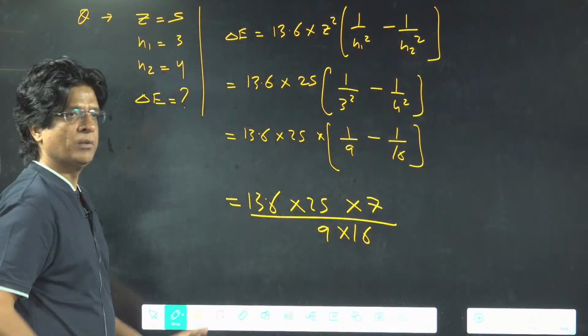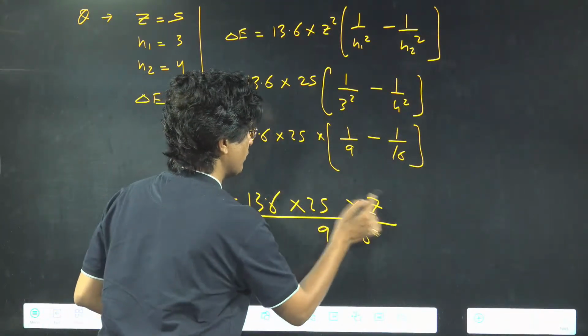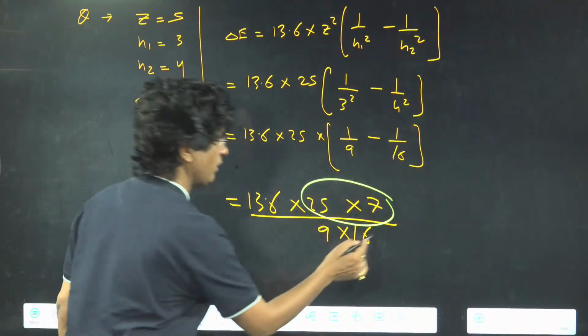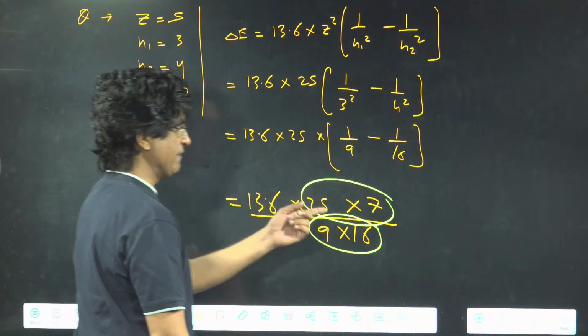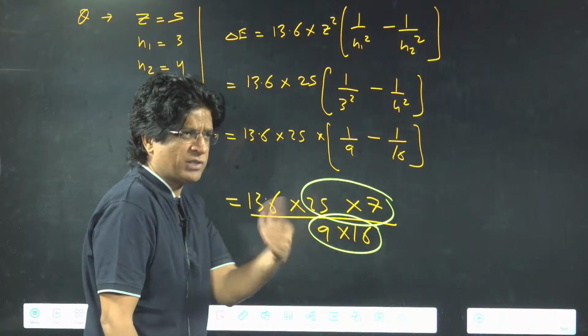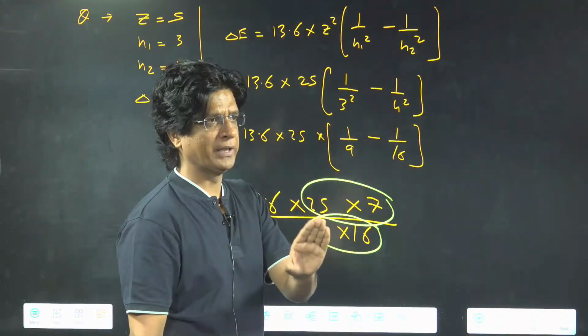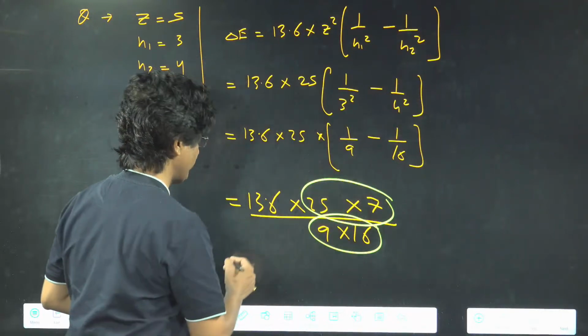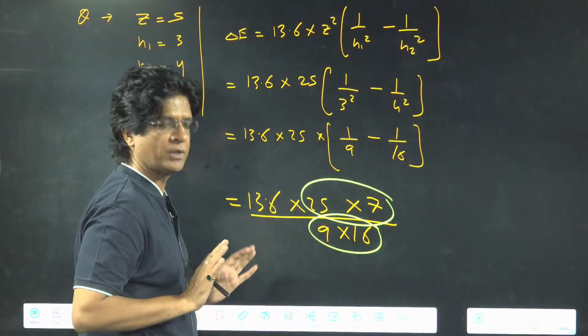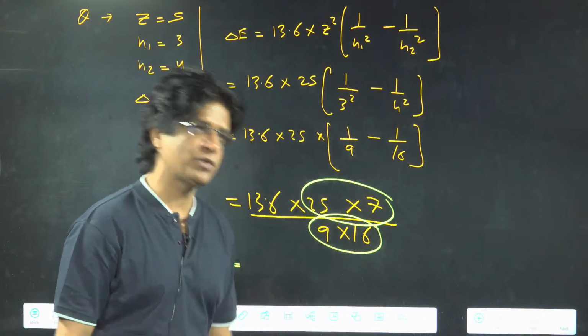9 into 16, understand, this will be 175. This will be 144. So 175 upon 144 will be just more than 1. Just more than 1. Yes or no? That means overall this value will be more than 13.6. Just more than 13.6. Yes or no?